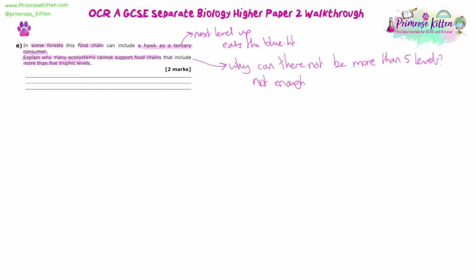So every time we go up a trophic level, the amount of energy that passes up decreases by about 10%. So there wouldn't be enough energy by the time you get to that 5th level. Not enough energy is being passed on from the trophic level below to actually sustain that organism. They can't live because there's just not enough energy there for them to keep going from their food. So that's what we're going to say. Because only 10% of energy is transferred in each trophic level, there wouldn't be enough energy to sustain 5 levels, or there wouldn't be enough energy for a 5th level consumer.